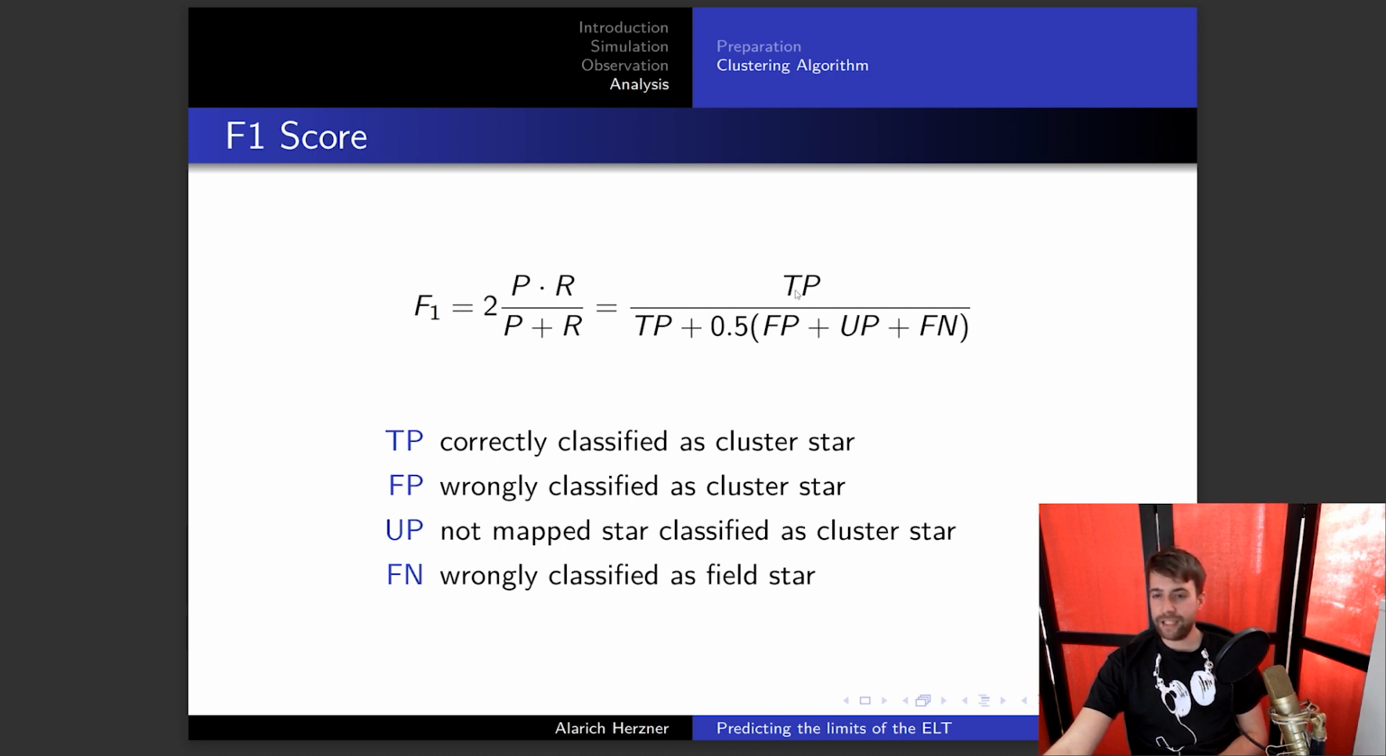As you can easily see here, true positive is a real cluster star classified as a cluster star. So that's perfect, of course. And if we only have true positive divided by true positive and all those false, all those errors are 0, then of course we get the amount divided by the same number, and that's 1. So that would be a perfect score. Anything below that is not perfect, but the lower, the worse, pretty much.